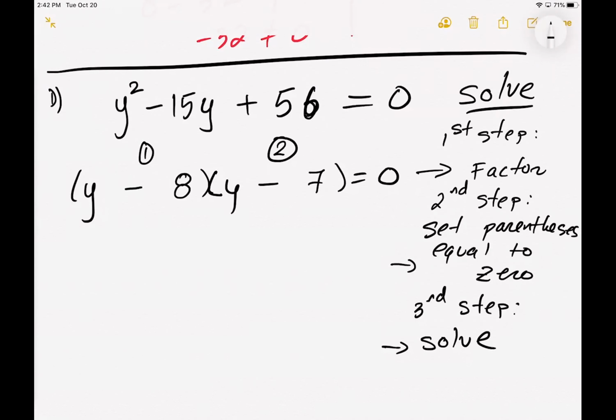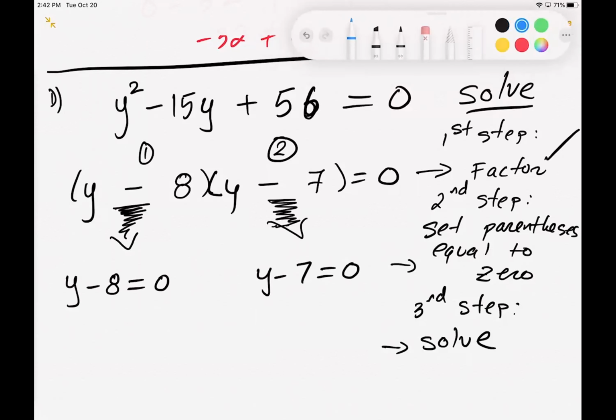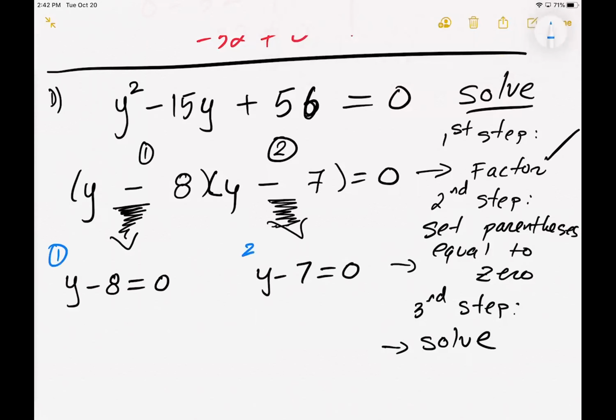So that's the factoring. That's the first thing to do: we need to factor. Once you have this, how do you solve? Well, to solve, we need to take this y minus 8 and set it to 0. We need to take this item, y minus 7, and set it equal to 0. So now you have two problems. The first problem is this item, the second is that item.